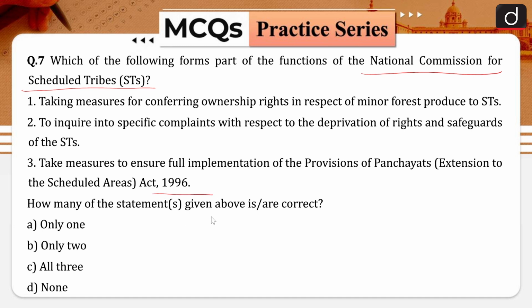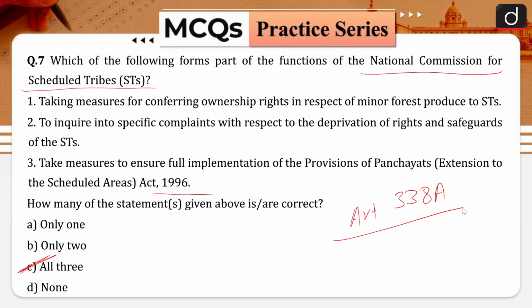How many of the statements given above are correct? Your option A is only 1, option B is only 2, option C is all 3, and option D is none of the above. The correct answer for this question is going to be option C. All of these statements are correct in nature. And the National Commission for Scheduled Tribes has been constituted by Article 338 of the Indian Constitution.